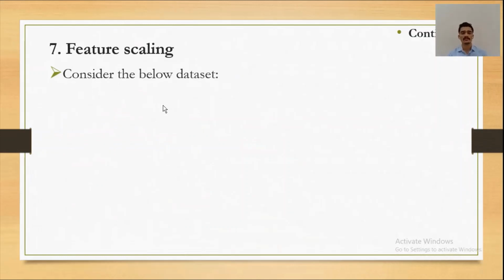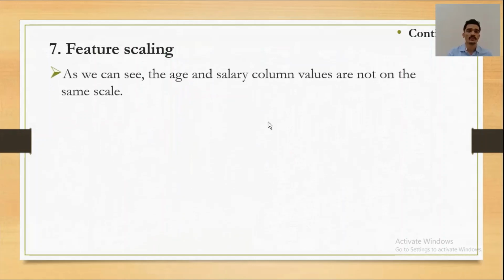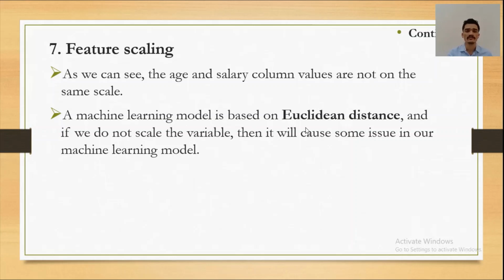This is the dataset. As we know, this is our dataset for feature scaling. Next, we can see the age and salary column values are not on the same scale. See this, the age and salary columns are not on the same scale. Machine learning models are based on Euclidean distance, and if you do not scale the variables, it will cause some issues in our machine learning model.